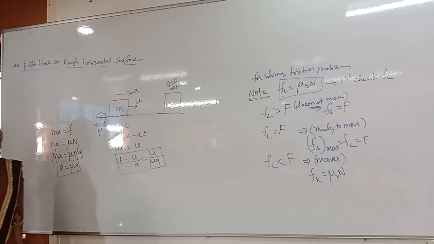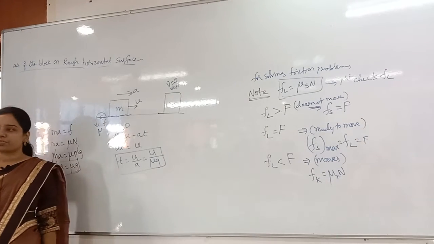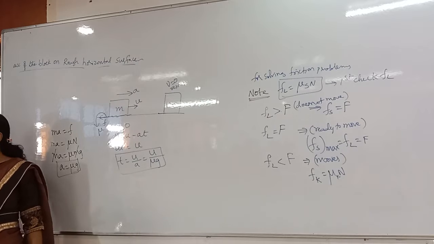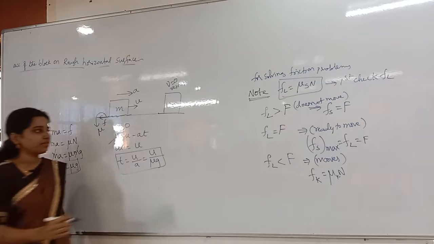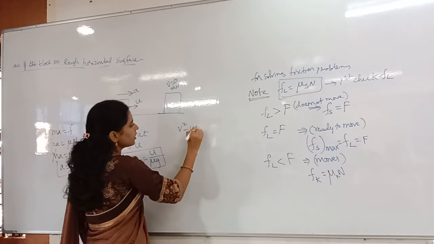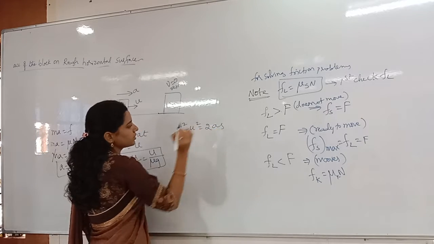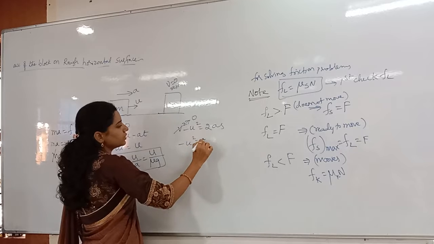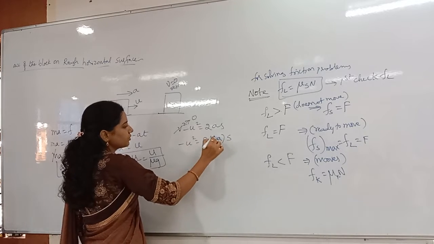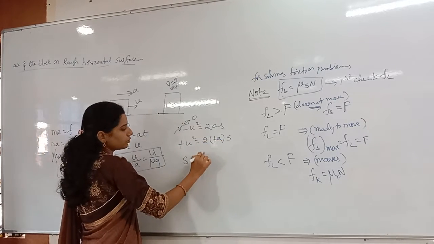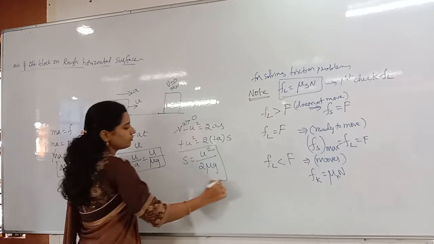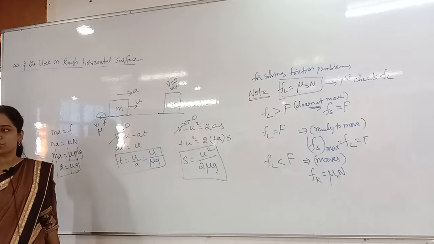Then the distance travelled by the body before it stops. s is equal to ut plus half at square, you can take that. Otherwise v square minus u square is equal to 2as. Any formula you can take. So v square minus u square is equal to 2as. This will be easier. Then the final velocity becomes 0. Minus u square is equal to 2 into minus a into s, then s is equal to u square by 2 into mu g. The value of a is of course mu g only.